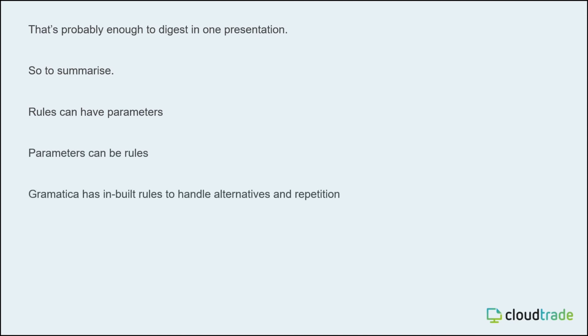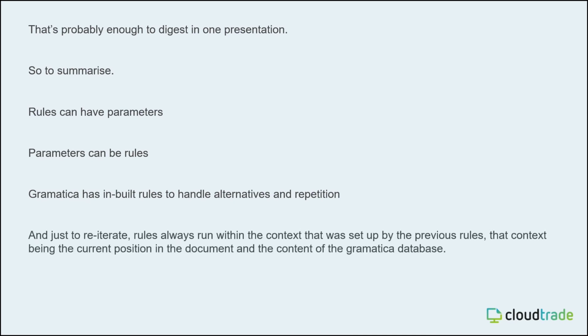So to summarize, rules can have parameters. Parameters can be rules. Grammatica has built-in rules to handle alternatives and repetition. And rules always run within the context that was set up by previous rules, that context being the current position in the document and the content of the Grammatica database. So in the next presentation, we'll put this together into declarative programming.